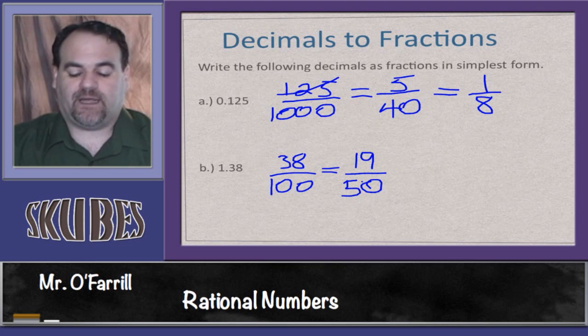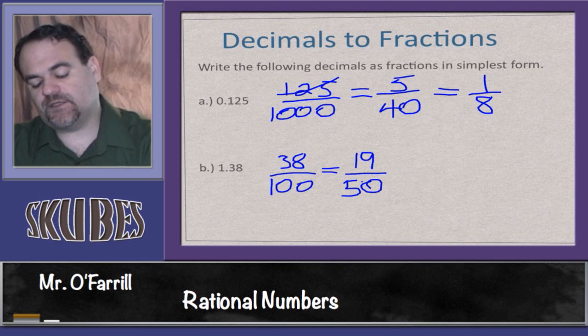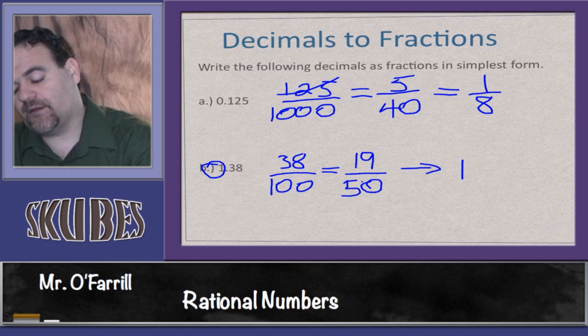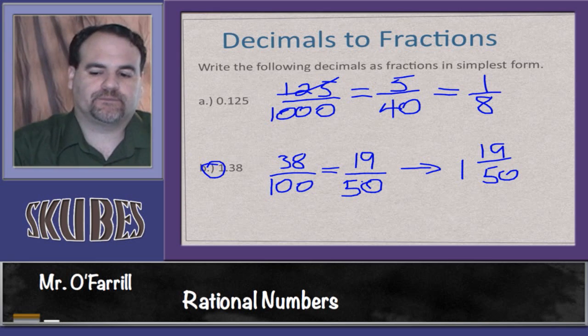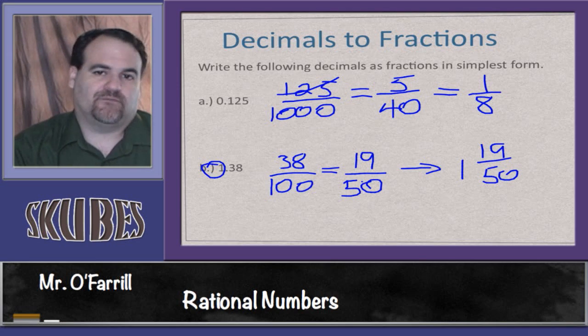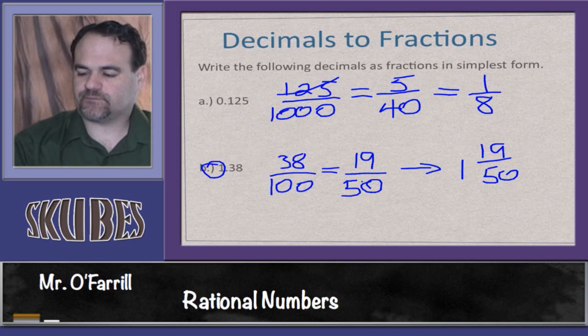19 is a prime number, can't make that any smaller, but we do need to reintroduce that 1. So what we end up with is 1 and 19/50. And if we need it to be an improper fraction, we could convert it, but there's no need to do that right now.